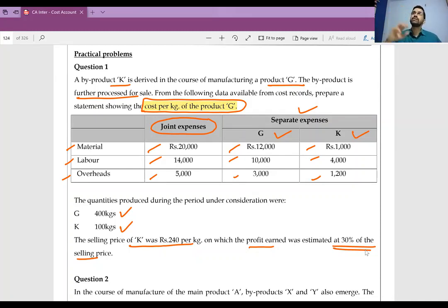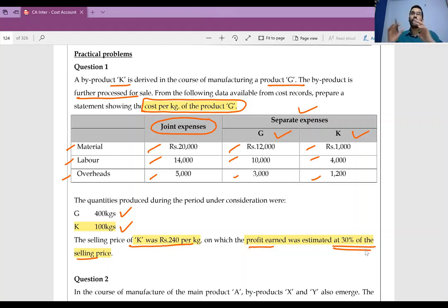If I start with sale of K, do I have selling quantity of K? Yes, I have 100 kg. Do I have selling price of K? Yes, sir, I have 240 per kg. So if I multiply, I'll get to know sale value of K. From that, if I deduct profit 30%, which is anyway on sales, I will get cost of product K.